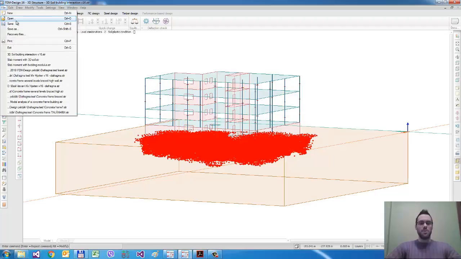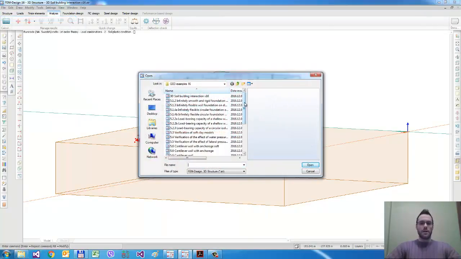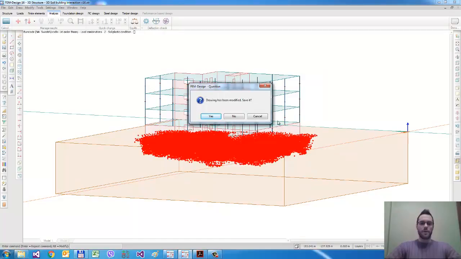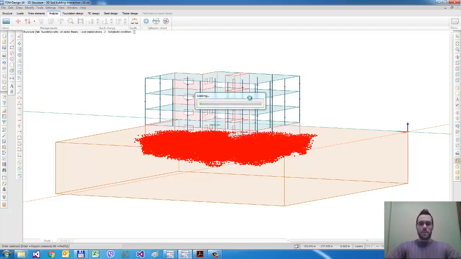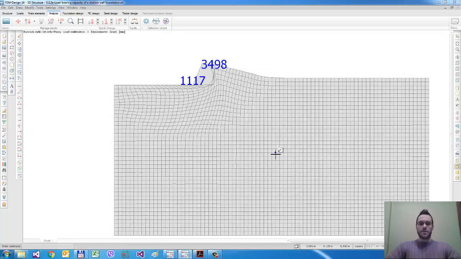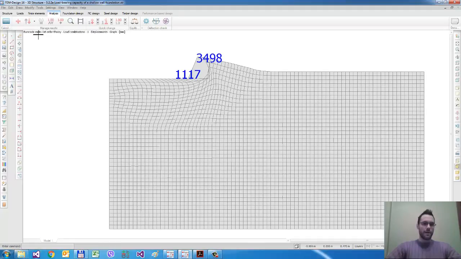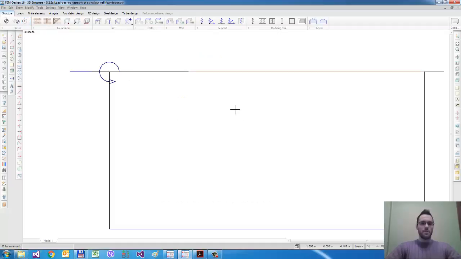Okay, so let's continue. It was a complete soil structure interaction with the larger building. So let's get back to the load bearing capacity calculation. What we saw in the former video, I just showed you the PPT about the calculation background. So now I would like to show the model in real life.